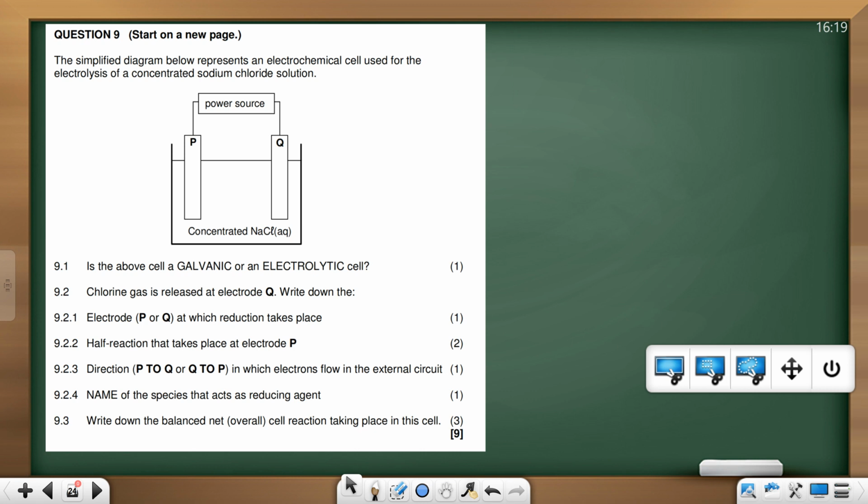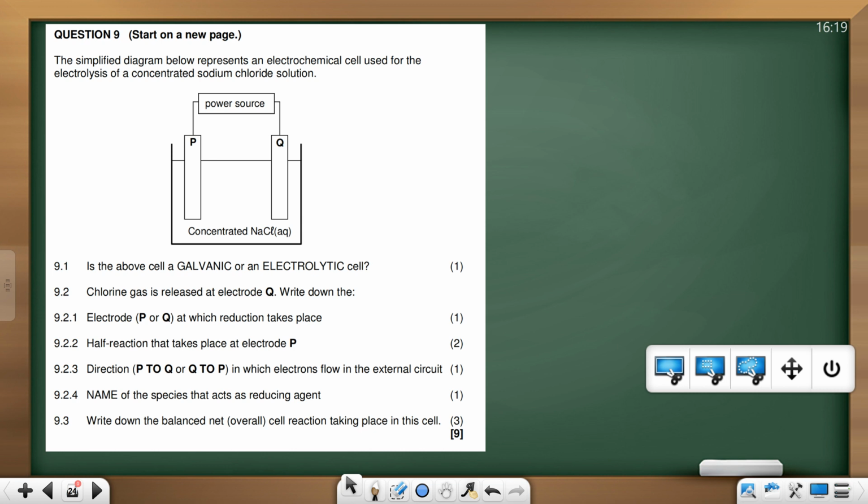The simplified diagram below represents an electrochemical cell used for the electrolysis of concentrated sodium chloride. Now, please listen. They say concentrated sodium chloride solution. All right, Nonku, I'll share the memo with you. Now, look at the word. The word solution tells you something. It's actually good. I love this question. Thank you, my child, for bringing this question. This is called the electrolysis of sodium chloride.